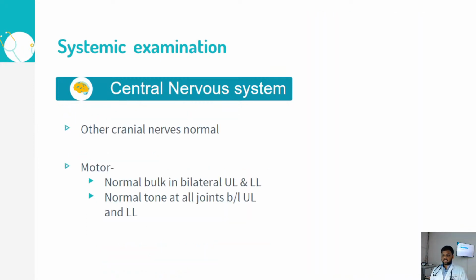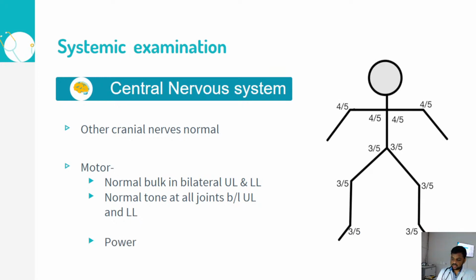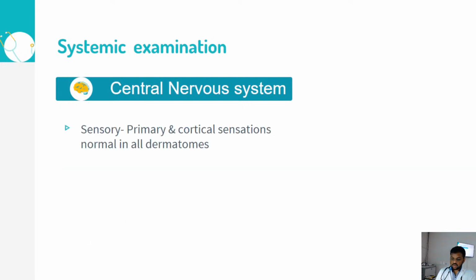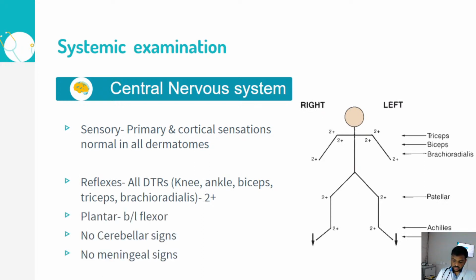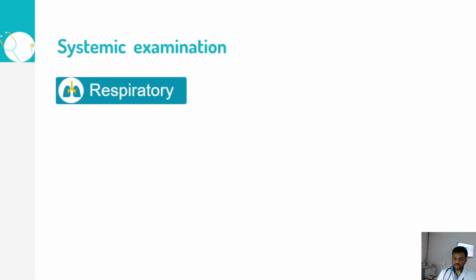Further, other cranial nerves were normal. Motor system showed normal bulk in bilateral upper and lower limbs, normal tone also, and power was symmetrically weak in the upper as well as lower limbs, that is 4 by 5 in the upper limbs and 3 by 5 in the lower limbs. Sensory system, primary as well as cortical sensation, were normal in all dermatomes. Reflexes were normal, 2 plus in all the joints tested. Plantar was a bilateral flexor response with no cerebellar sign as well as no meningeal signs.